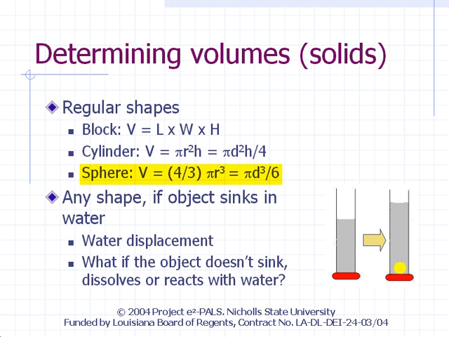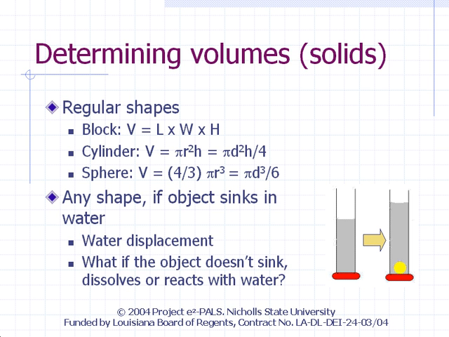For a sphere, the volume is equal to 4/3 pi r cubed, where r is the radius of the sphere. The diameter of the sphere is twice the radius. In terms of the diameter, d, the volume of a sphere is pi d cubed over 6. Obviously, most objects do not have one of these regular shapes.